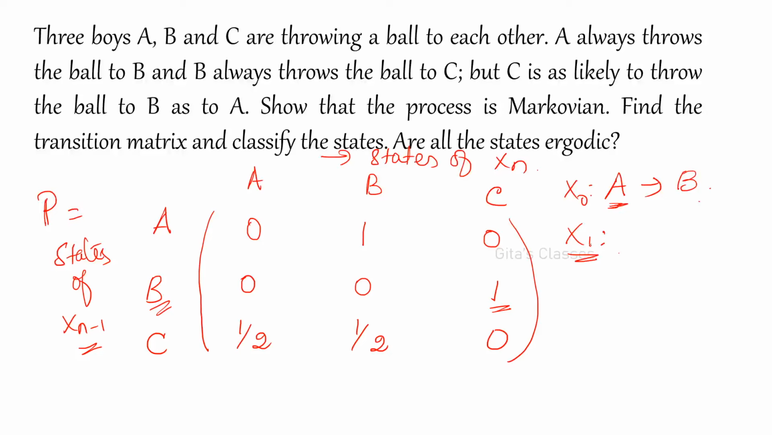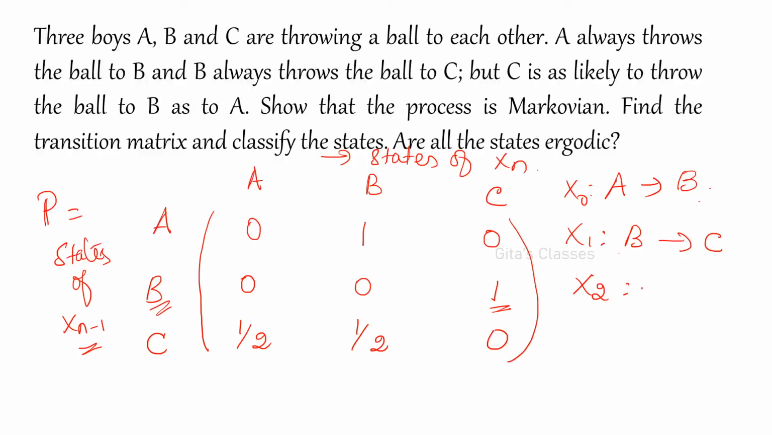Now in this state, if the state is 1, B can throw to C only. So B to C. The ball is going from B to C, right? So it is not depending only on this one. Now if you consider x2, A has thrown the ball to B, it has come to B. It is depending on the previous one.